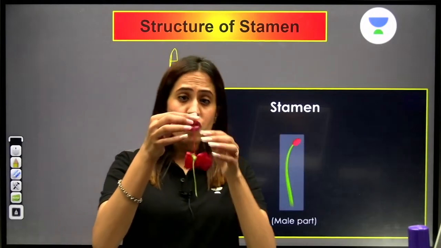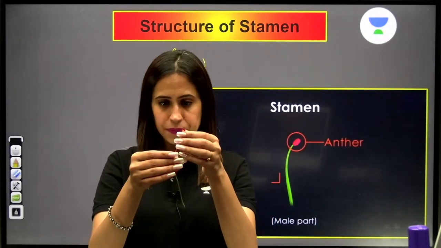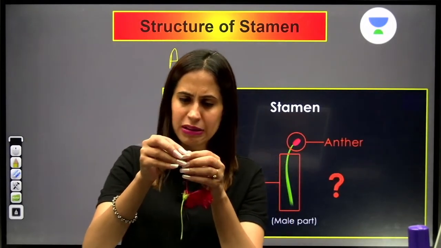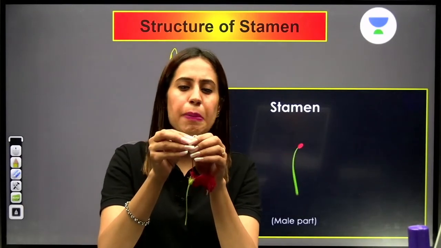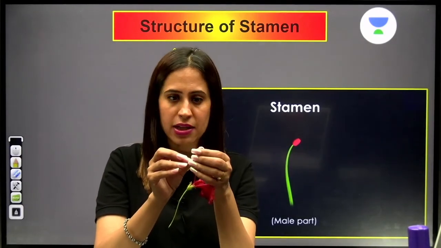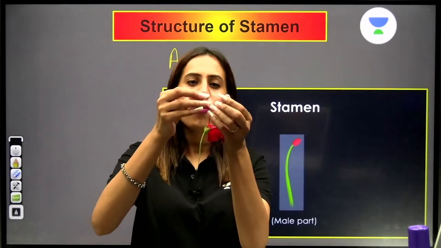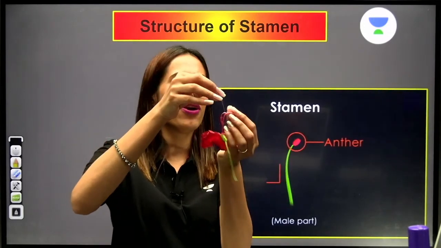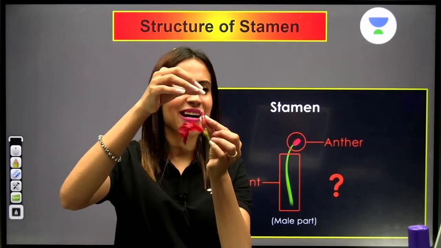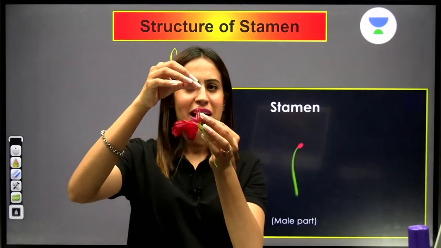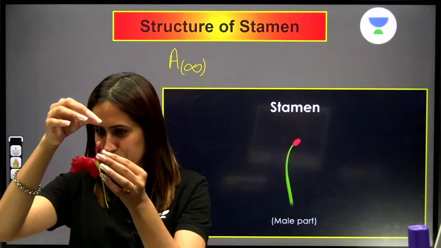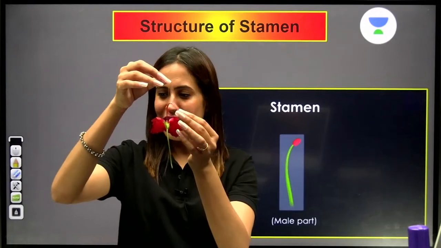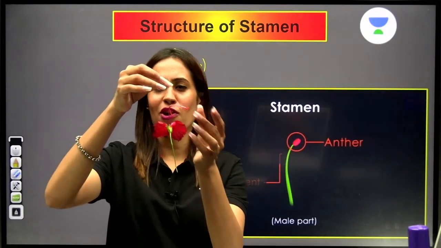Now, if I try to open this, can we see the white transparent style? If I don't break it by opening, yeah. We have this beautiful white transparent style. Can you see it? Beautiful it looks. See, look how beautiful it looks.